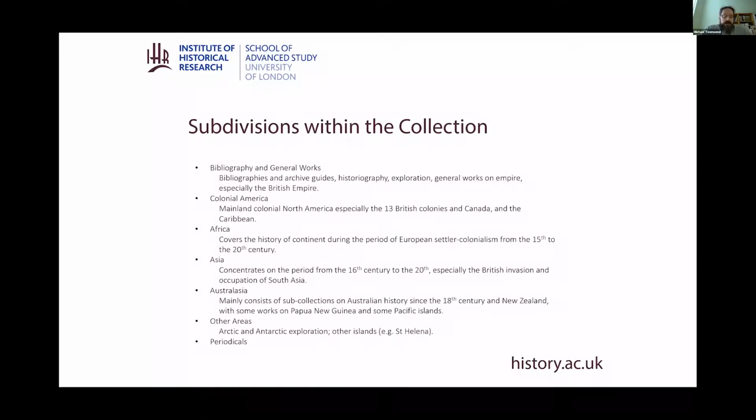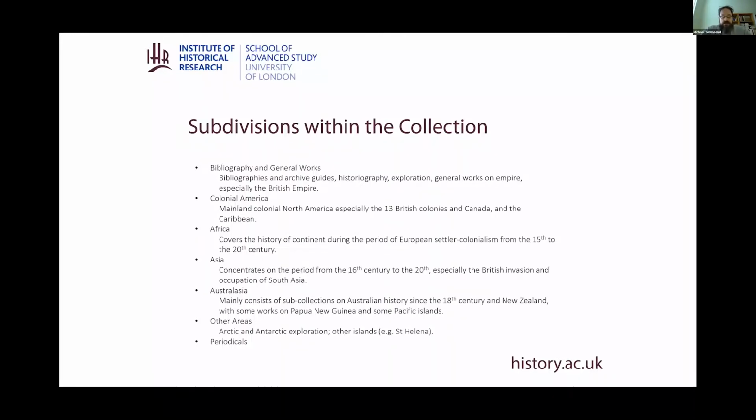Since the colonial collection is so large, it's been subdivided into several sub-collections. Sub-collections include those specifically on bibliographies and archive guides, which also includes works on historiography, methodology, as well as broader subjects such as historical memory and commemoration. There's also a general collection which houses titles on the general workings of empire, enslavement, again mainly about the British Empire, together with works on travel and exploration, including an extensive run of the publications of the Hakluyt Society.